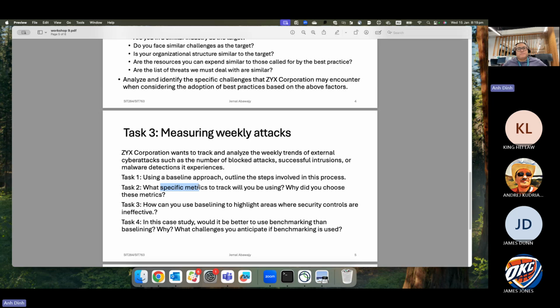Yeah, it's very interesting, very insightful. Thanks, Andre. Anyone else want to share their thoughts on what you think are the important metrics that you can use for this task? Given the goal is to track and analyze the weekly trend, what metrics, besides what we discussed, do you think could be relevant?